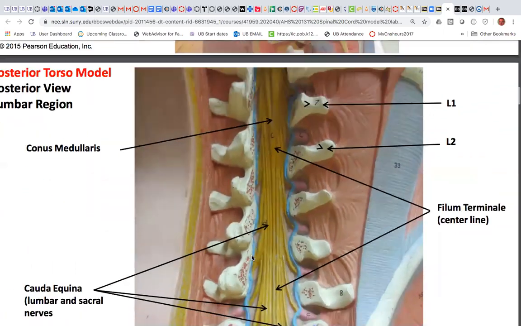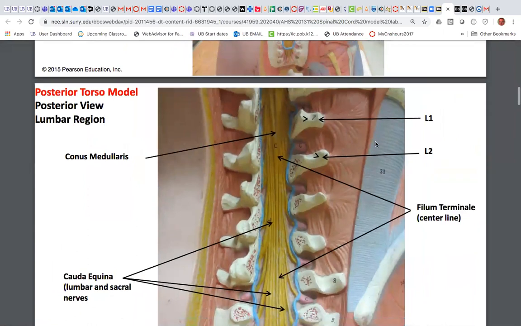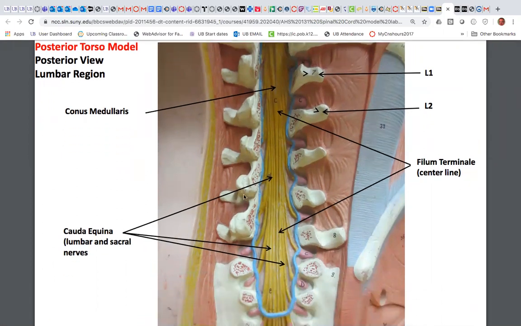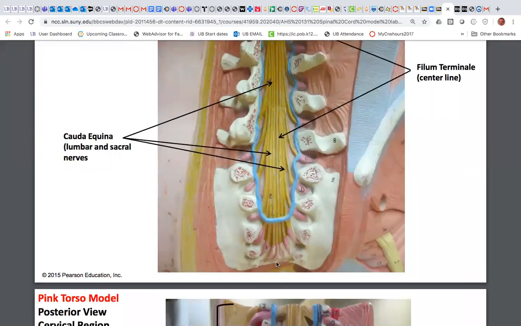Now we'll zoom in a little bit here. Again, there's the L1, L2 interspace. There's the conus medullaris, the cone where the spinal cord tapers at the L1, L2 interspace. The cauda equina, horse's tail, which are all nerve root endings. And then you've got the filum terminale, which is that letter C right here. And then that long filament comes all the way down to the bottom and anchors down to the coccyx.